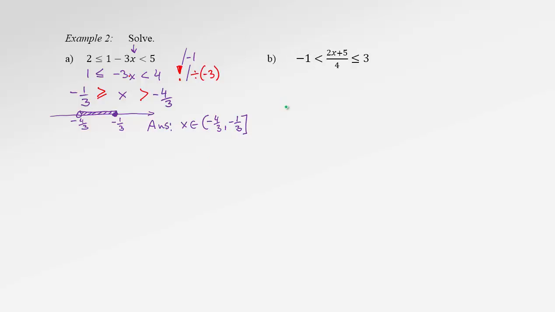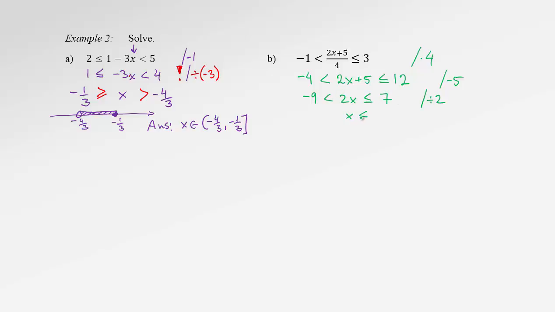Okay, let's try another example. Here, to get closer to x, we need to get rid of this 4 first. So let's multiply all three sides by 4. We'll get negative 4 smaller, and this 4 will be cancelled, so we have just 2x plus 5, smaller equal 3 times 4 is 12. And now we have a very similar question to the previous one. We need to get rid of 5, so subtract 5 from all three sides. We get negative 9 smaller than 2x, smaller equal 7. And finally, divide by the leading coefficient 2.